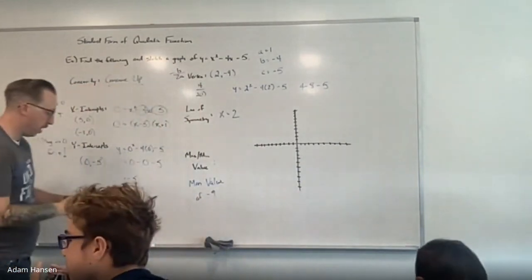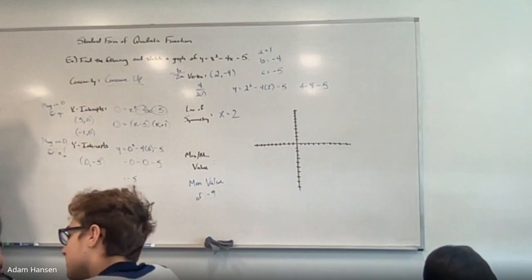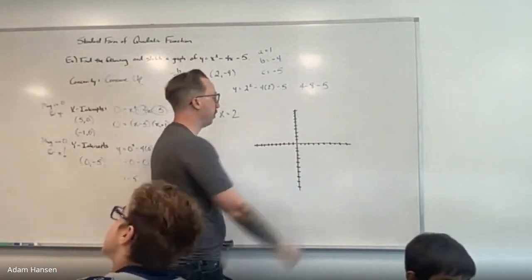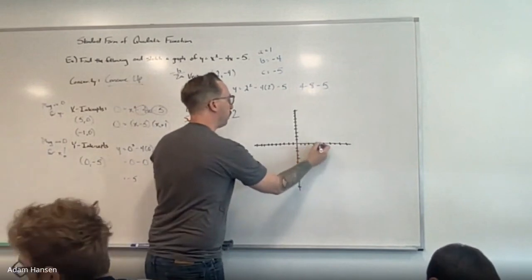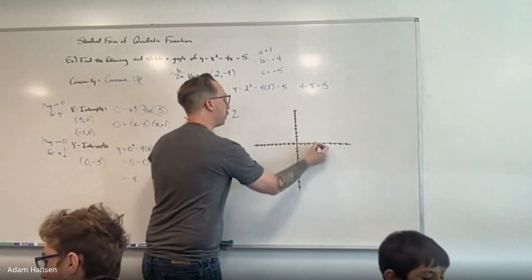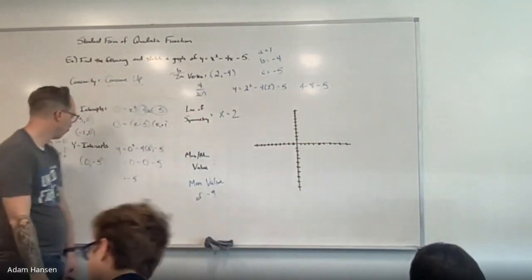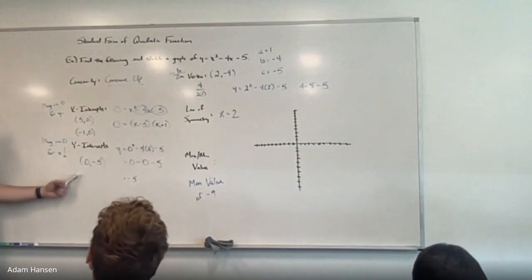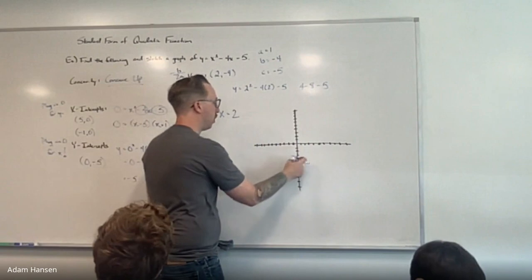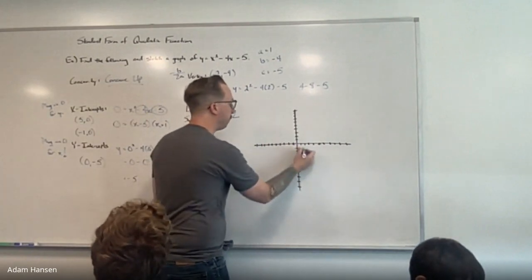Because I have a few points I can plot. I got a couple of x-intercepts at 5, 0 and -1, 0. I can put those here. 2, 3, 4, 5. The y-intercept is 0, -5. And our vertex is 2, -9.